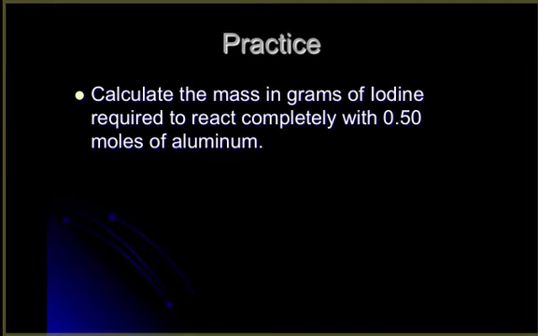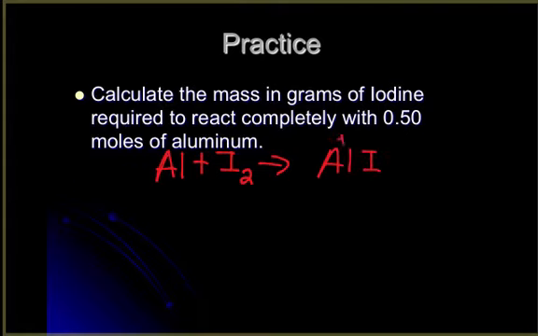It's the same process, folks. We need to write a balanced chemical equation. Iodine is reacting with aluminum. So aluminum plus iodine, I2. Our product here, this is a synthesis reaction. AlI3. Always remember your charges and cross them.